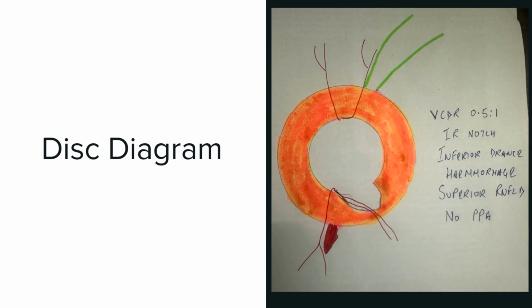Here is a disc diagram. You can see that this is a disc with a vertical cup disc ratio of 0.5 to 0.6. There is an inferior notching, and you can see an inferior trans hemorrhage, a superior RNFLD defect without any peripapillary atrophy. This is how we document a disc diagram.